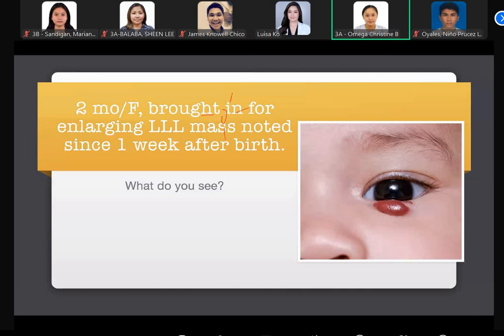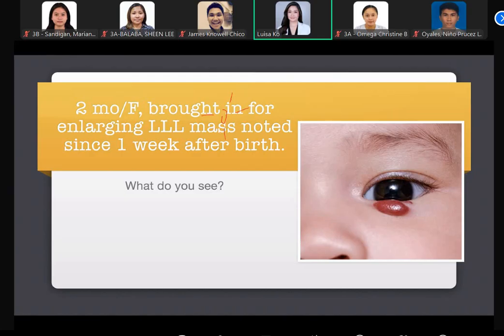That there's a well-defined bright red elevated lesion on the left lower eyelid, Doc, with an estimated size of maybe 1 cm in diameter. Okay, very good. Anyone want to add to that? I think that was close to perfect na.